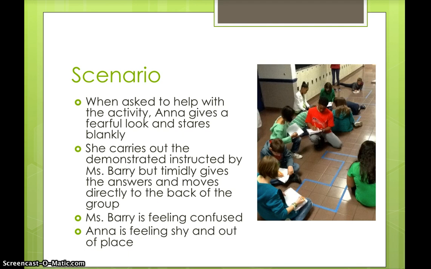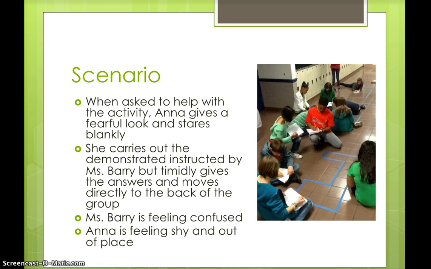Anna stared blankly at Miss Barry without saying a word. Wondering if she didn't hear correctly and had completely forgotten yesterday's conversation, Miss Barry repeated, "Anna, will you please come demonstrate how to measure the area of this shape I have taped out on the floor?" Again Anna stared blankly, but shyly moved towards Miss Barry to complete the task. Without saying a word out loud, Anna calculated the measurements in her head while pointing to each tile as she counted. She then quietly stated the answer while faintly looking at Miss Barry, then directly towards the ground.